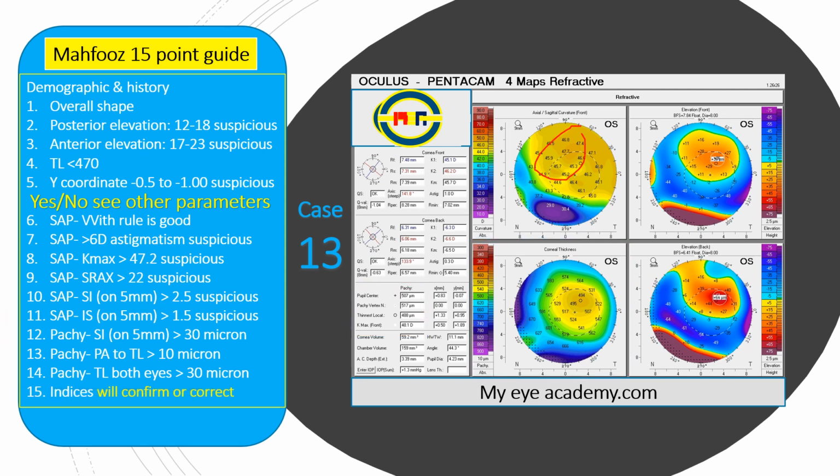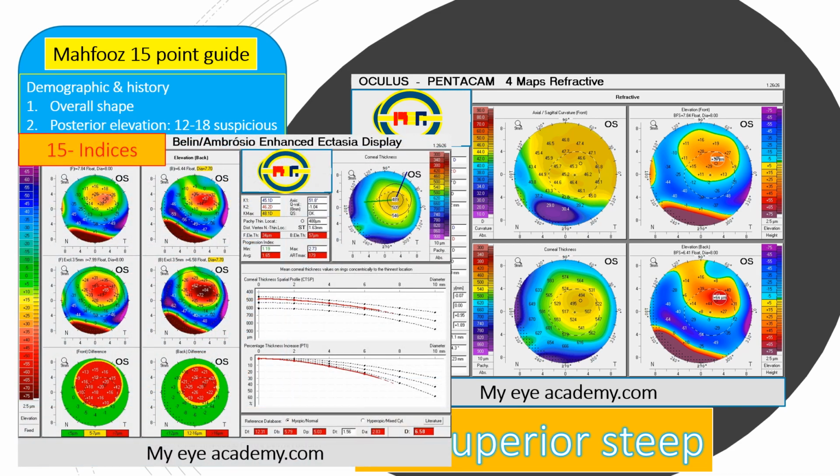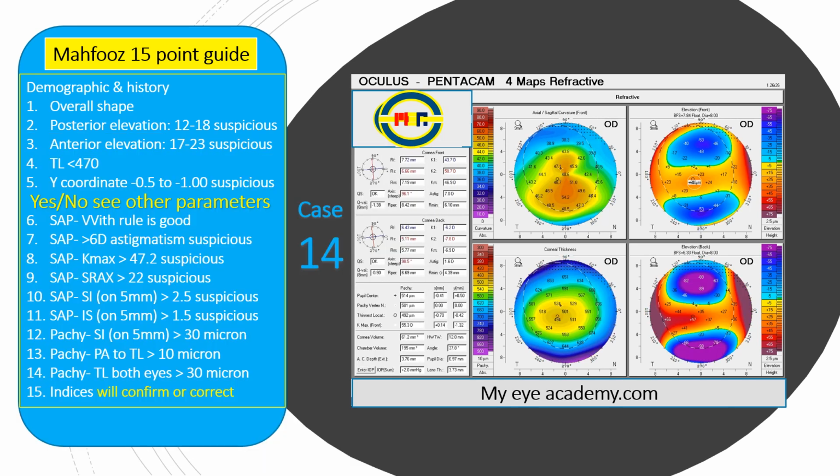Let's see. This is a keratoconus with a superior steep. Now we need to confirm or correct it with the indices. Look at that. Almost all the indices are within the red range. All the indices are within the red range. So this confirms that this is a keratoconus. Let's move on to next case.